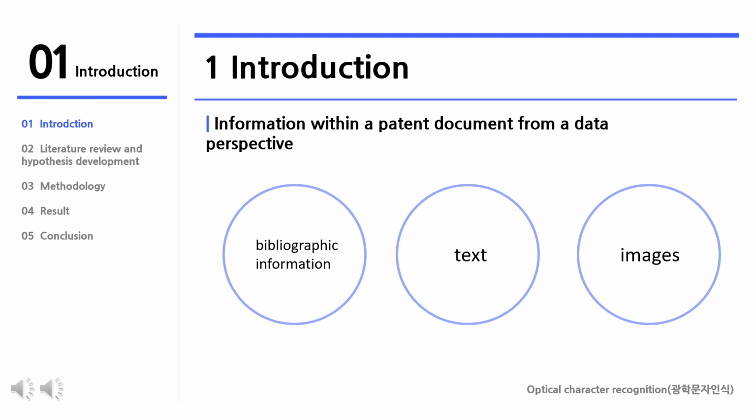Information within a patent document from a data perspective. A patent document as data includes bibliographic information, text, and image. The bibliographic information in the patent includes information such as citation, technology, and classification. In addition, text data include title, abstract, and patent claim, and research has been conducted to present implications through techniques such as text mining. Image data encompass various graphics such as drawings and diagrams. With the development of deep learning and optical character recognition, academic research using patent image data is rapidly increasing.